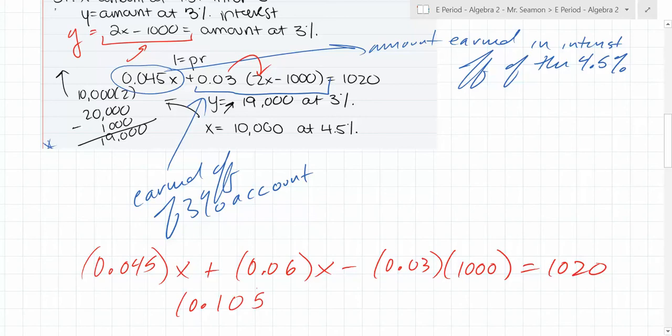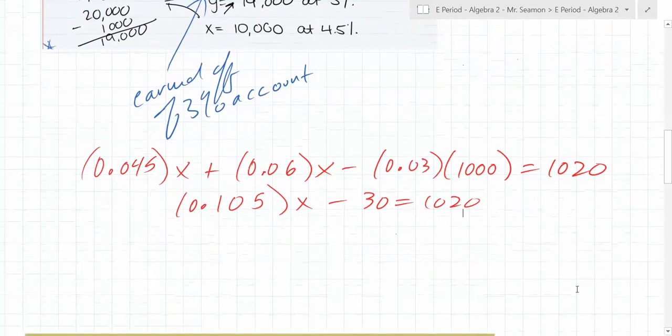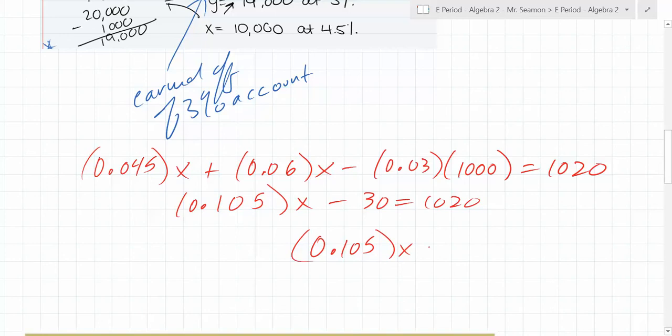0.105. It's 45 plus 60. What's 45 plus 60? 105 minus 30 equals 1,020. So then you get (0.105). I like putting parentheses around just to be clear. Equals 1,050. And x equals, therefore, what's x going to be? 1,050 divided by 0.105. Can you use your calculator to do this? Sure. Absolutely. It's also just going to be 10,000.